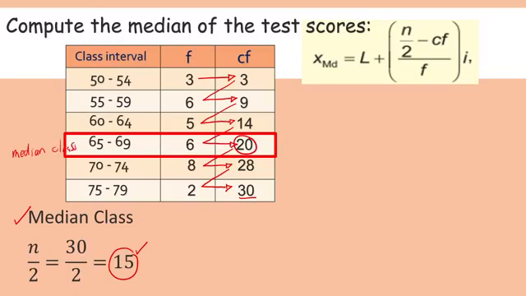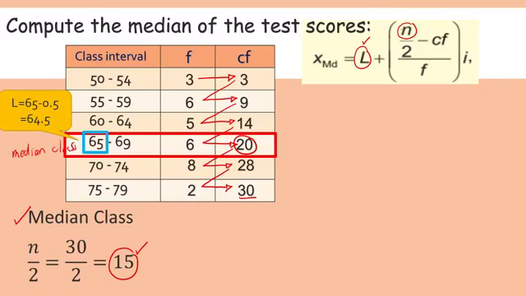Now, let's determine the L. What is the value of L? So, our L, we will base it over here. What is 65? What do I do to get the lower boundary? Is it plus 0.5 or minus 0.5? Minus 0.5. So, what is 65 minus 0.5? 64.5. So, that is now the value of L. Okay? Now, we know for a fact already that N is equal to 30.